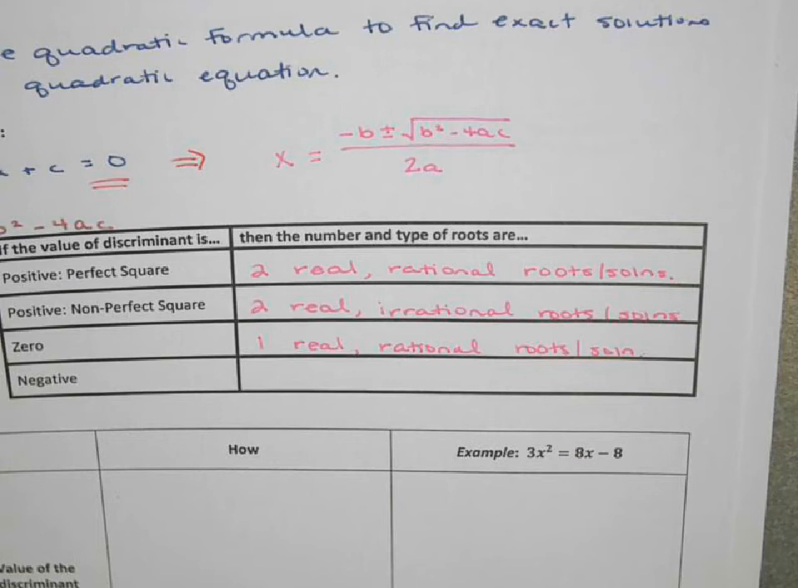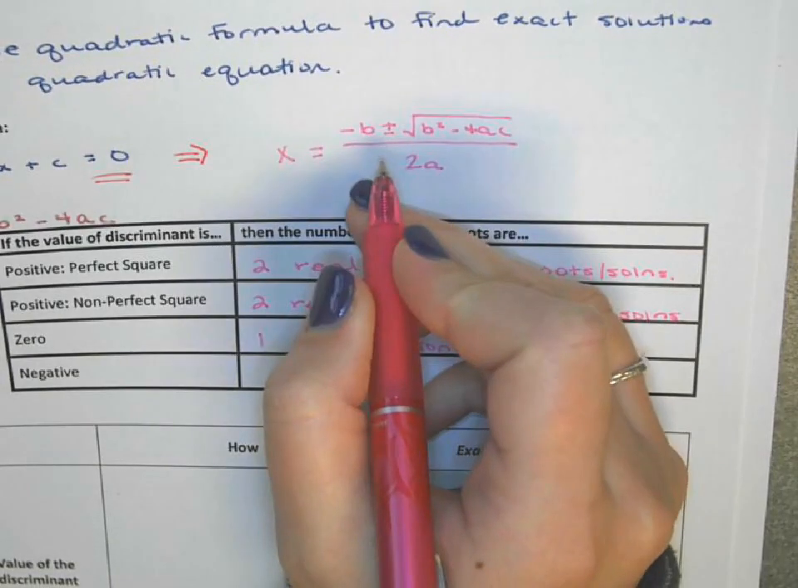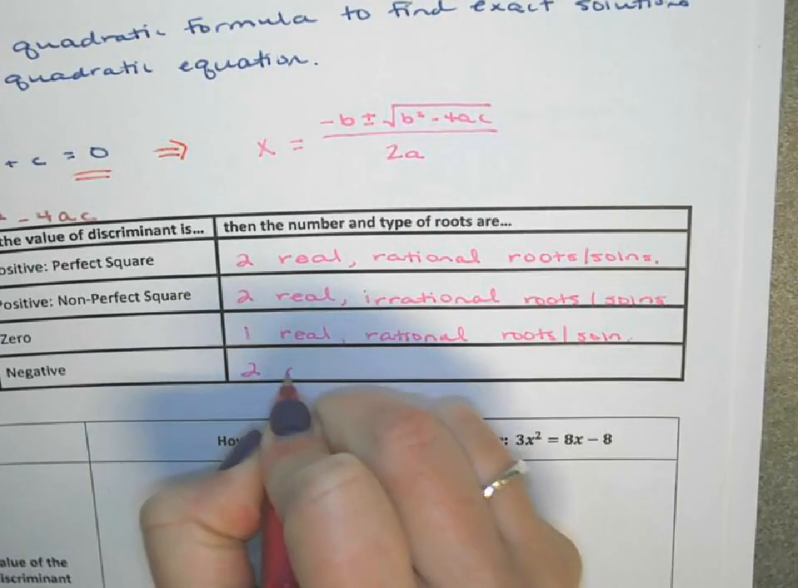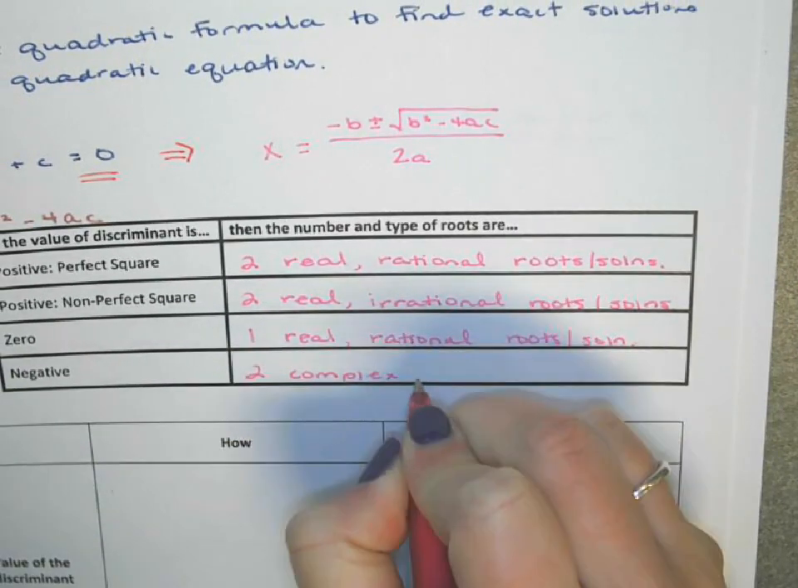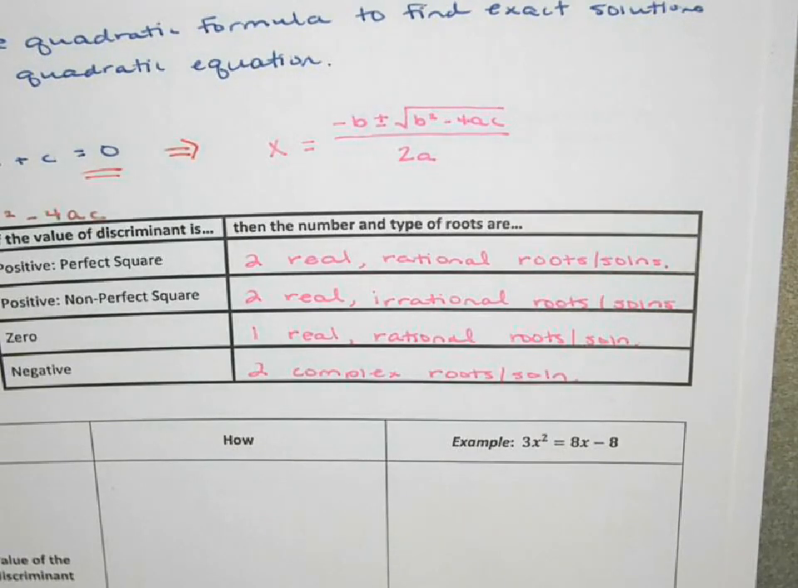If it is negative, what do you get when you take the square root of a negative number? What's the square root of negative 25? It's positive or negative 5i, yes. So when you have that i in there, it's a complex number. So here, when you have plus or minus the square root of a negative number, you're going to have 2 complex numbers, or 2 complex roots or solutions, or whatever word you want to use.